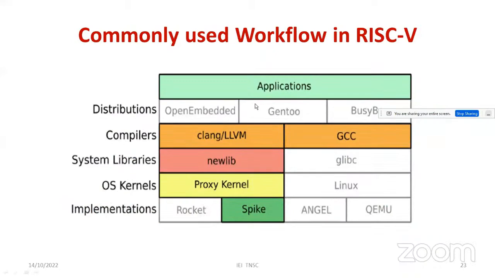This is the commonly used workflow in RISC-V. The implementation is in Spike. For the OS kernel, proxy kernel and Linux are available. System libraries: newlib and glibc. Compilers: Clang, LLVM, GCC. Distributions are Open Embedded, Gentoo and BCC.